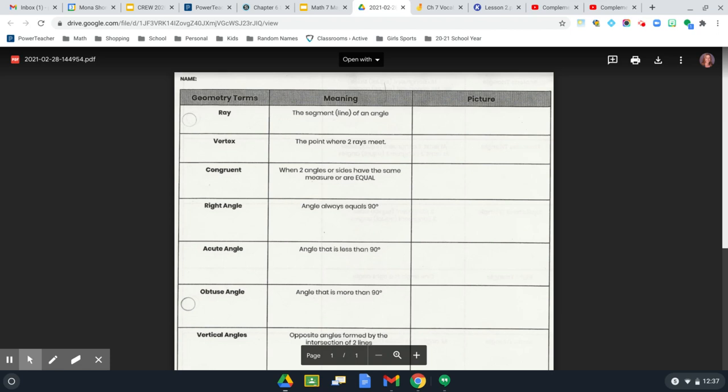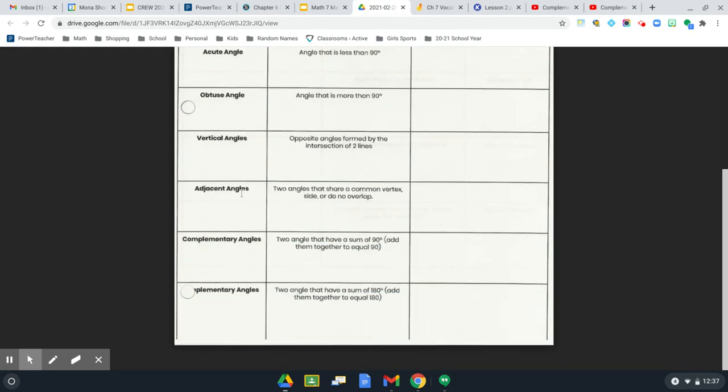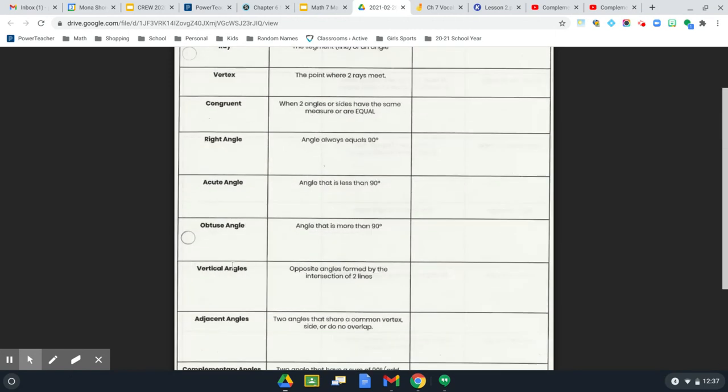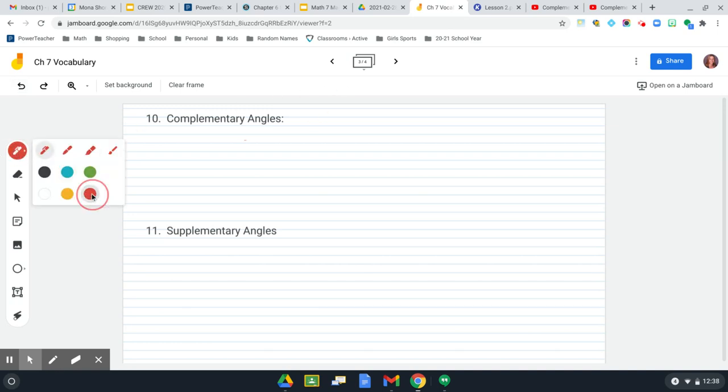Alrighty, the vocabulary that you received on Monday, right? This is the front side. We did the vocab terms ray through adjacent angles. We're now going to do the last two on this front page, complementary angles and supplementary angles. So I'm going to come here, like I did the other day, and go through the vocab, meaning I'm going to read what you have in front of you, the definition, and then together we're going to draw a picture of what each one looks like.